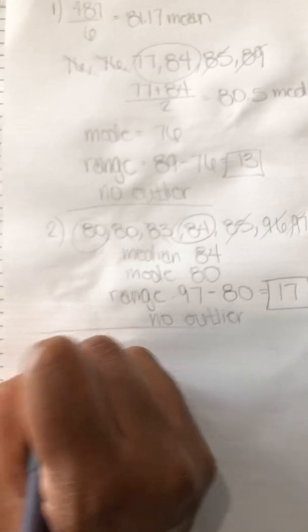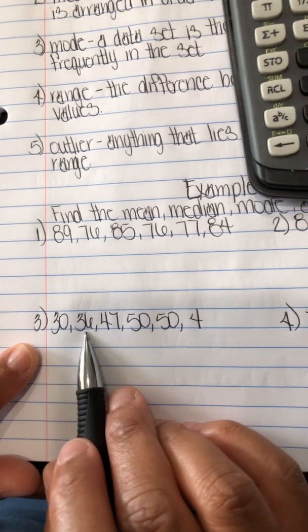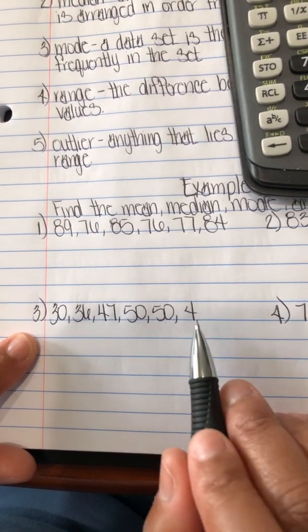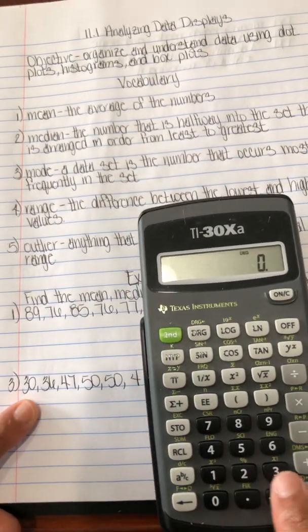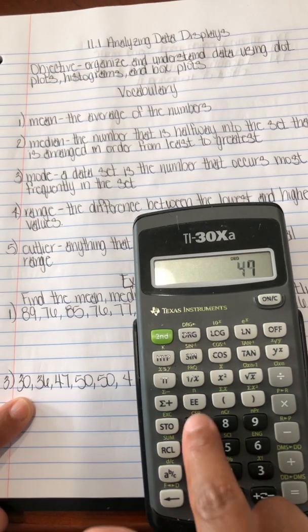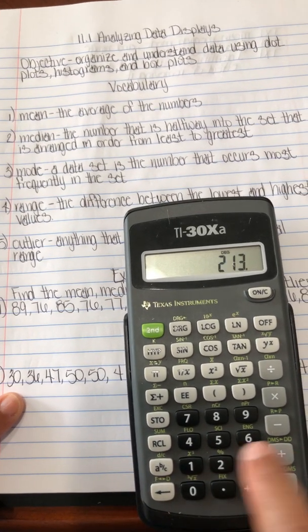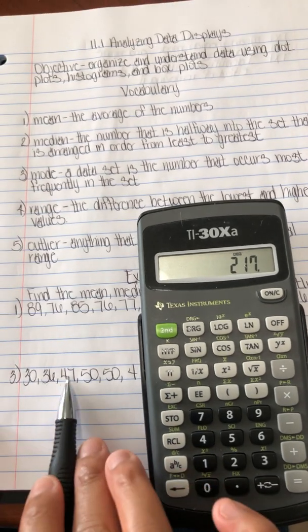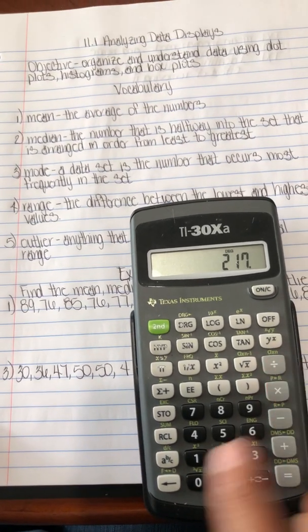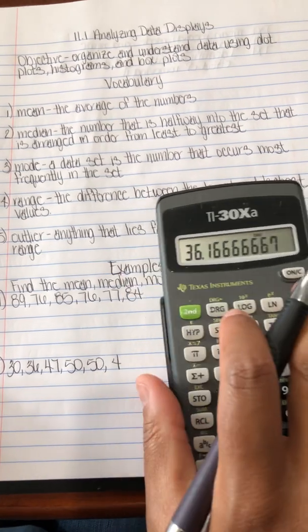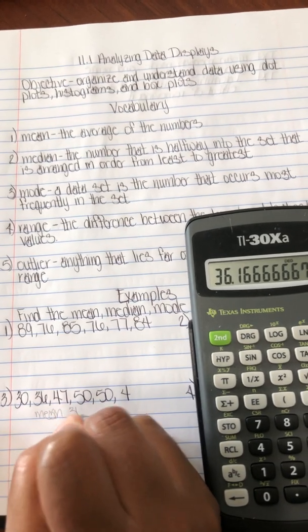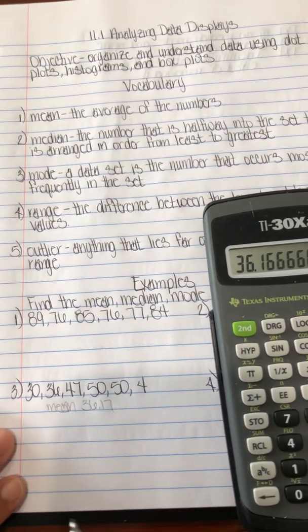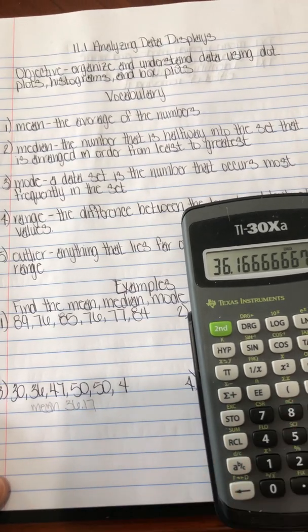All right, number 3. For number 3, I have 30, 36, 47, 50, 50, and 4. So first thing I need to do, add up all my numbers. So 30 plus 36 plus 47 plus 50 plus 50 plus 4. And then count 1, 2, 3, 4, 5, 6. I have 6 numbers, so I'm going to divide by 6. It gives me 36.17. So my mean is 36.17.